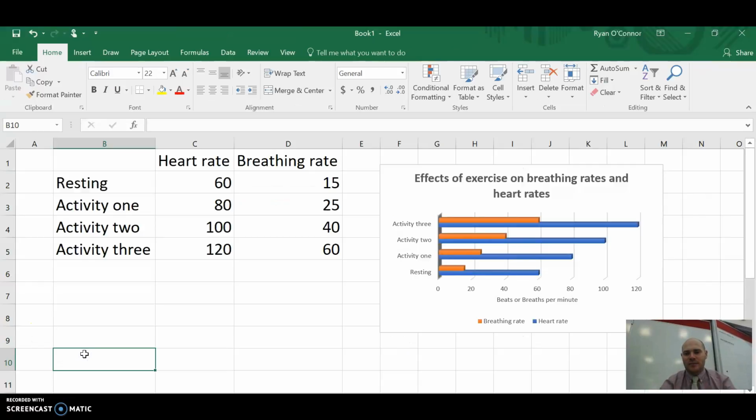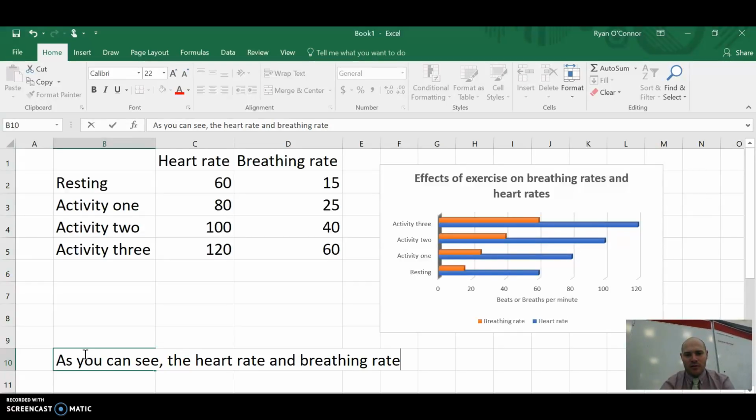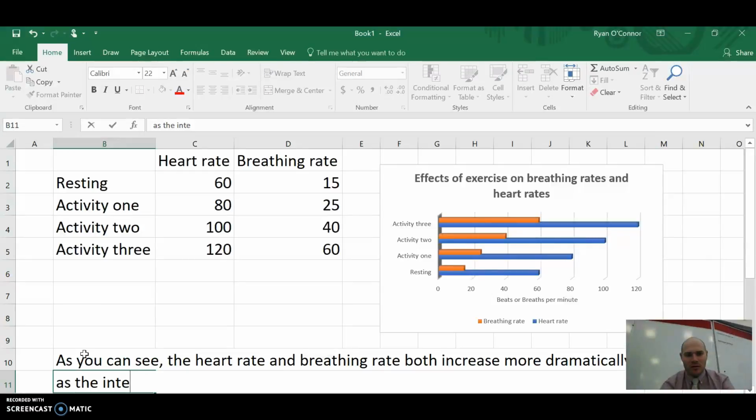So if you can do that, you've effectively got yourself a C. If you do that with some mistakes, you're looking at a D. If you don't give me the graph, you're looking at an E. If you make a statement that's something along the lines of, as you can see, the heart rate and breathing rate both increase more dramatically as the intensity of the exercise is increased, something like that, with probably a little bit more info, is worth a B.